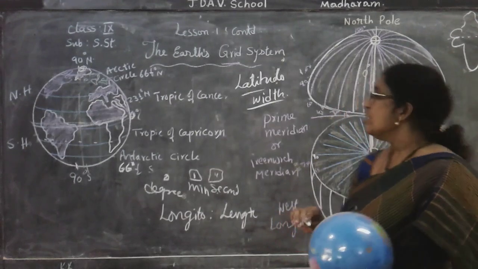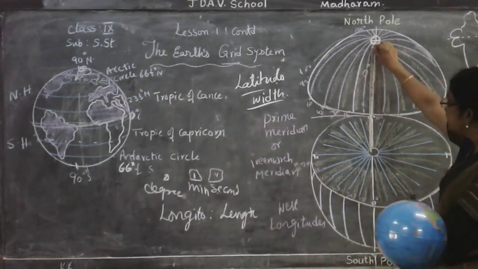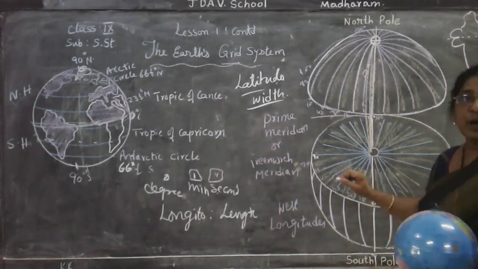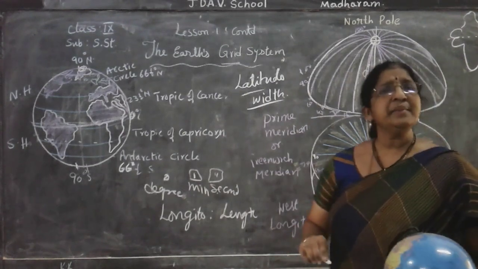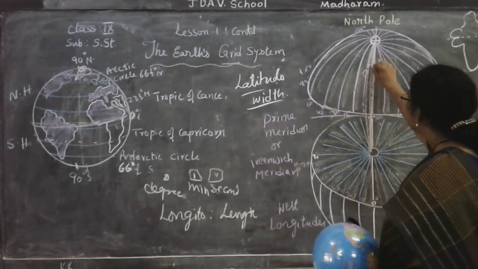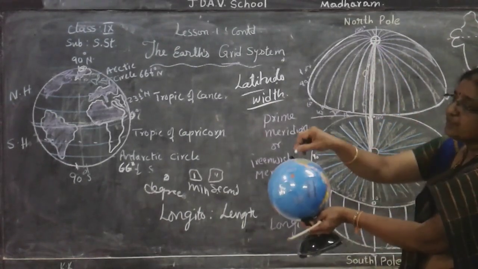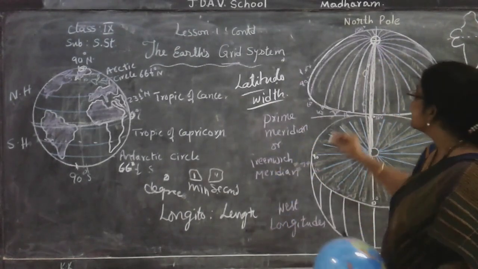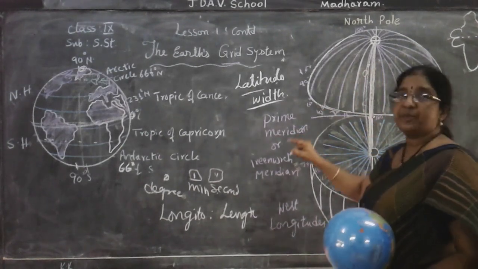Yes children? So first longitude is the Greenwich meridian, which is called our prime meridian. Meridian means line. Prime means first. This is the prime meridian. The first line, 0 degrees, they have drawn on the earth's surface like this. This is called the prime meridian or Greenwich meridian.